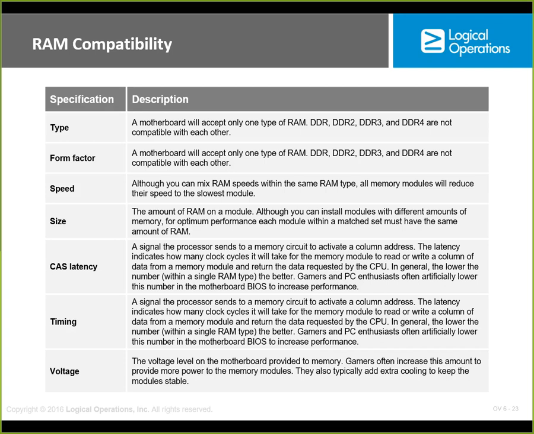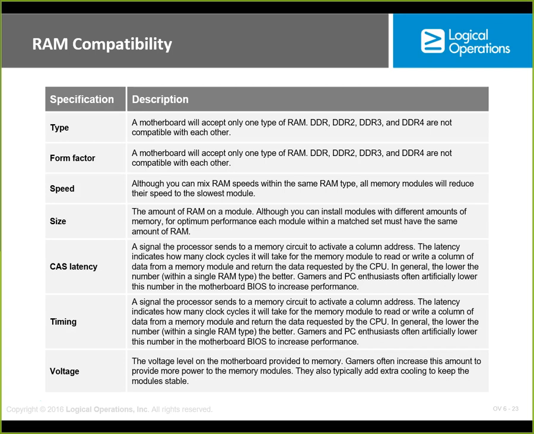CAS latency is the signal the processor sends to the memory circuit to activate a column address. The latency indicates how many clock cycles it takes for the memory module to read or write a column of data from the memory module and return the data request to the CPU. So basically, it's a measure of speed, how long it takes to put the marker in memory and then take it back out.